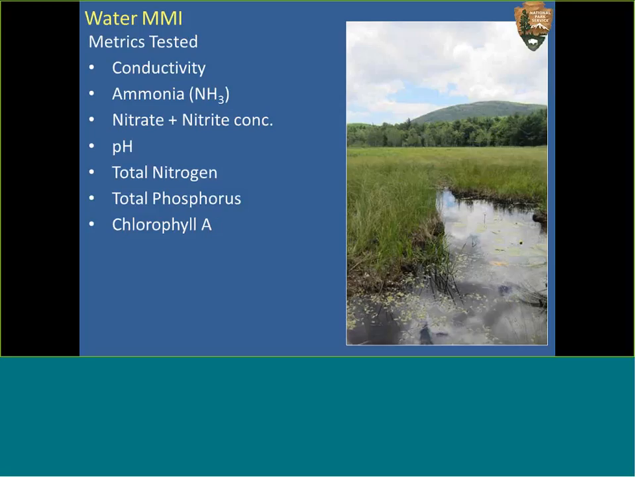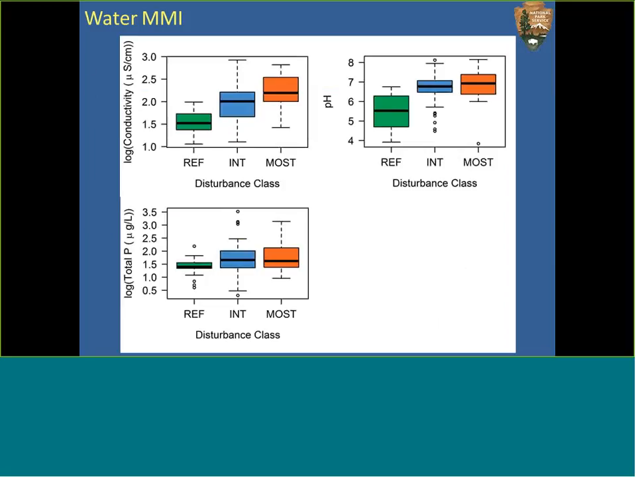For the water MMI, I used basically all the metrics that we could that were in the water data: conductivity, ammonia, nitrate concentration, pH, total nitrogen, total phosphorus, and chlorophyll A. Sample size was a bit of an issue with the water MMI. There were only about half of the sites in my data set that actually had a water sample that I could work with.